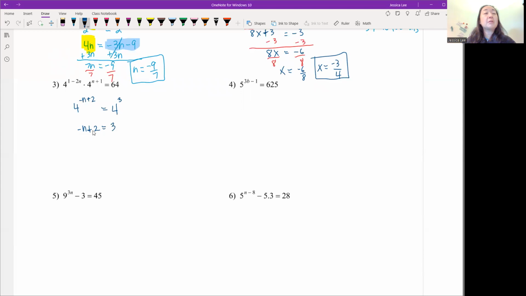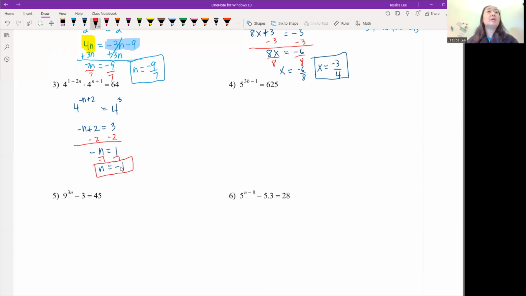So negative n plus 2 is equal to 3. Again, I only have n on one side, so I'm just going to subtract 2 from both sides. And we get negative n is equal to 1. And if negative n is equal to 1, that means positive n is equal to what? Negative 1, right? Or you can just multiply negative 1 on both sides or divide both sides by negative 1. Either way is okay. So we can just divide both sides by negative 1. 1 divided by negative 1 is negative 1.